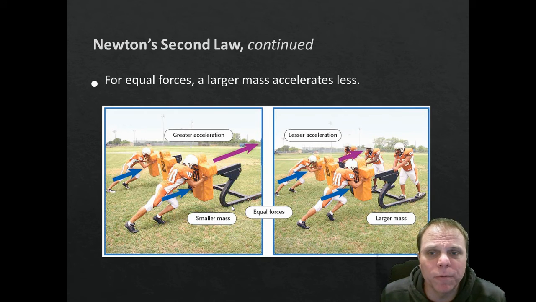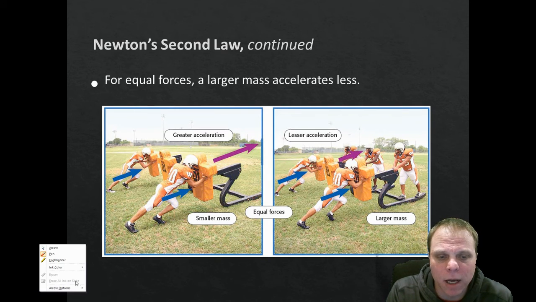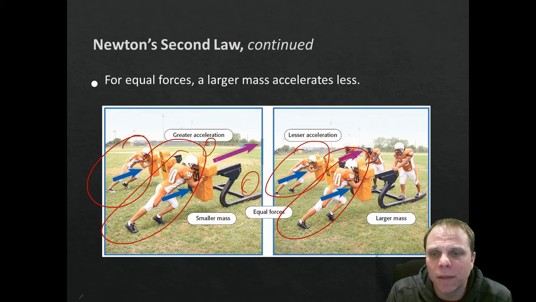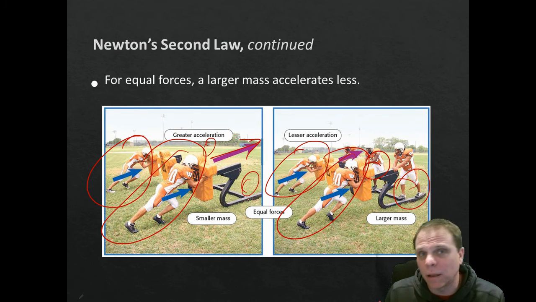All right, so for equal forces, a larger mass accelerates less. So if you look at these two football players, we're talking about equal forces. And the reason that we're talking about equal forces here is because we've got two players, the same players, applying the same force in both examples. But because there's no other players on this one, this is able to have a greater acceleration. These two players here are weighing down, or adding mass to, the whole sled that they have to push on, and so it's not going to go as fast. So if you have equal force, a larger mass is going to accelerate less with that equal force being applied.